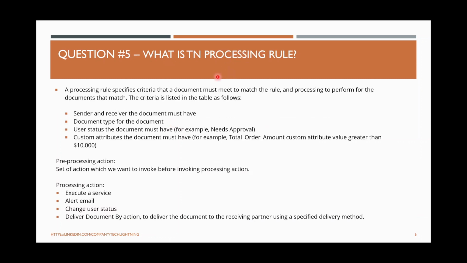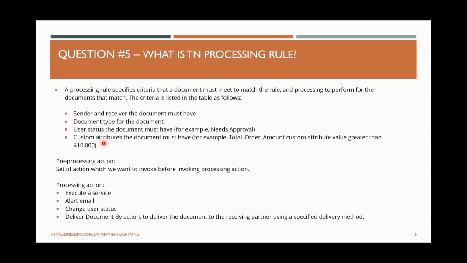What is TN processing rule? The processing rule specifies the criteria the document must meet to match the rule, and the processing to perform on documents that match. The criteria is listed in the below table. For example, a processing rule applies whenever a document comes to my trading network. Say Intel is sending an invoice document to my trading network. When the document comes from Intel to my organization, what do I want to react to? That is what I specify in my processing rule: sender is Intel, receiver is me, document type is maybe invoice document, user status maybe whatever the default status is, and also any other information I want to match.